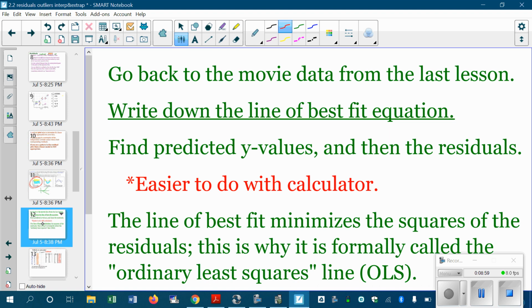So my idea here is for you to go back to the data from our previous lesson where we did the movies and you gave like 10 points to the movie you liked the most and then 9 and then 8, and then you had someone else do that. Now, if you don't have that data for whatever reason, in this next example, you can just use the data that I have, okay? And so it says here that you're going to go back to that movie data, you're going to write down the line of best fit, et cetera, okay?